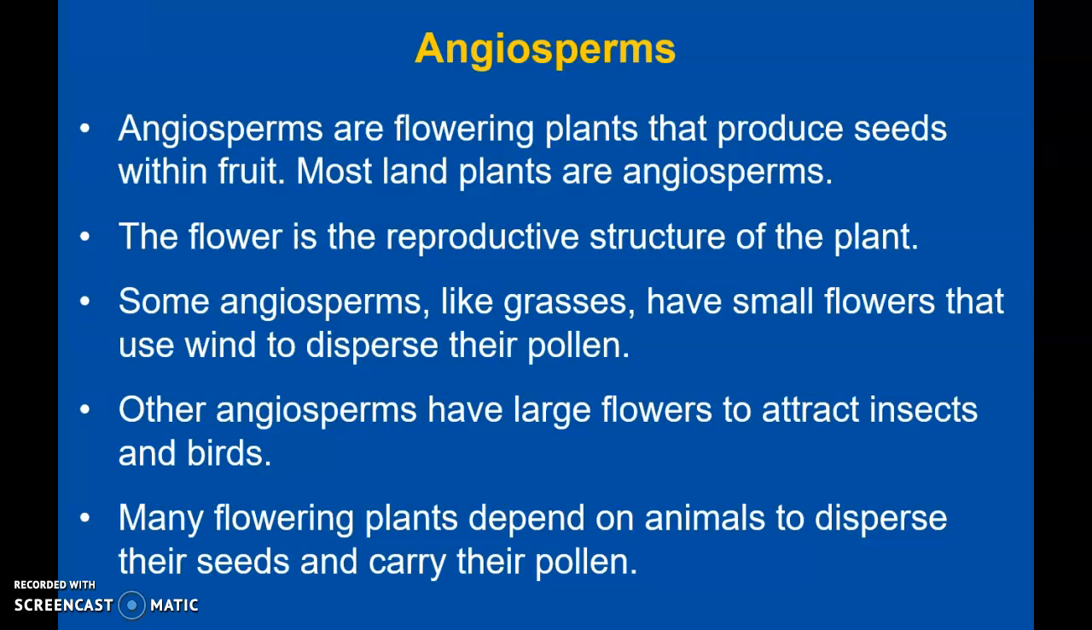Others have large flowers that attract birds and insects, and then they use these birds and insects to carry their seeds and carry their pollen so that they can pollinate. For example, birds might eat the seeds, but then the seeds might come out the other end, and then they can go into the soil and grow new plants.